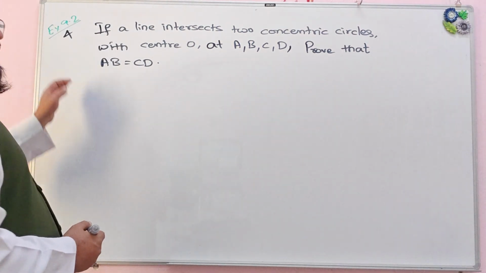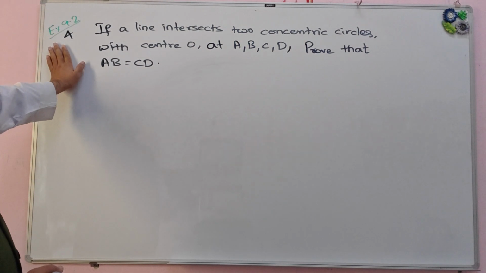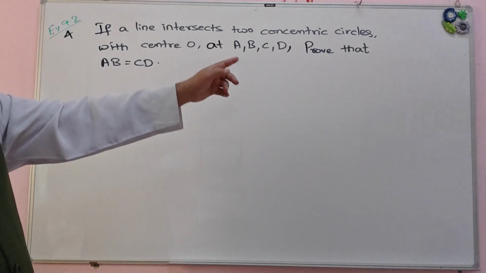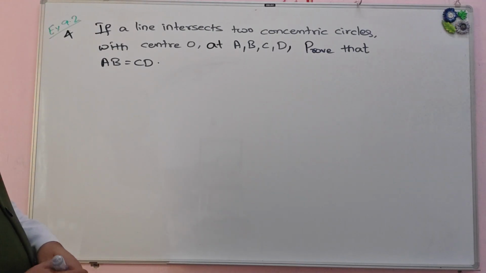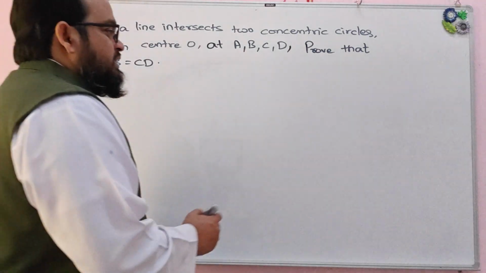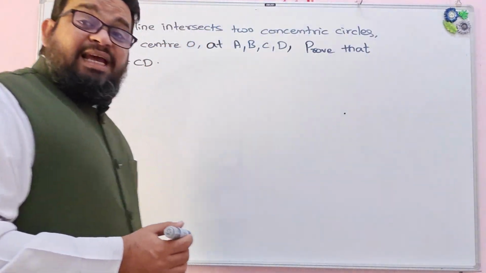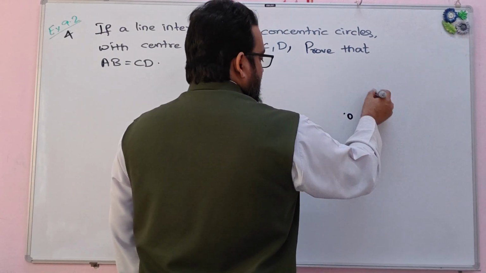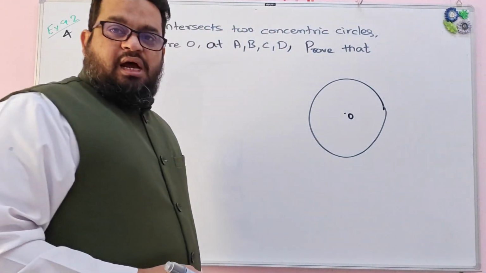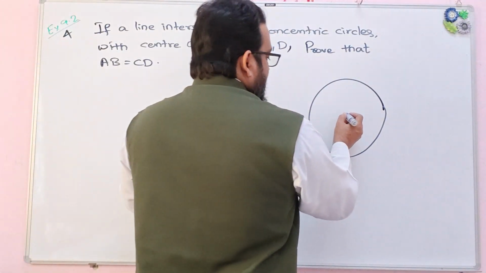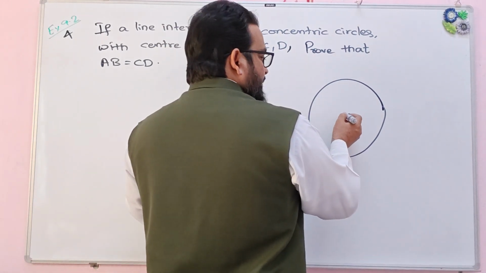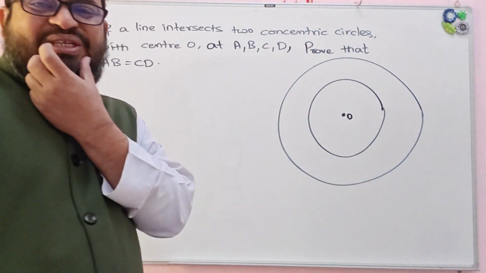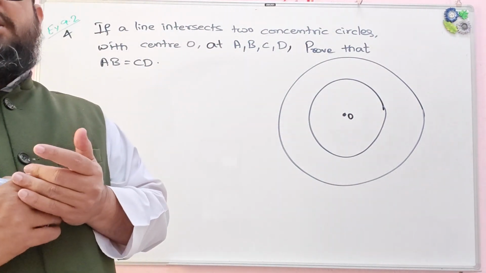So now let us see exercise 9.2, fourth question. If a line intersects two concentric circles, so what are concentric circles? Concentric circles are the circles with the same center. Suppose, for example, this is center O. If I draw a circle with radius 5 centimeters and with the same center, and if I draw another circle with the same center, for example 8 centimeters, then these two circles are called concentric circles.